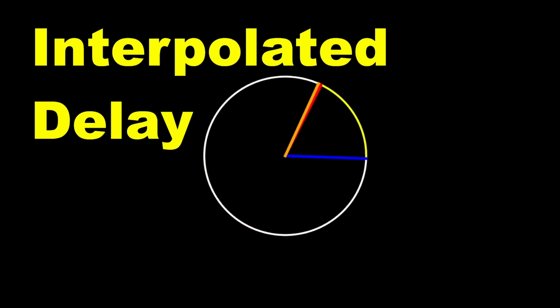In order to get smooth modulation with a digital delay, we need to scan the delay time at a resolution that is finer than the digital sample period. And for this, we need an interpolated delay.